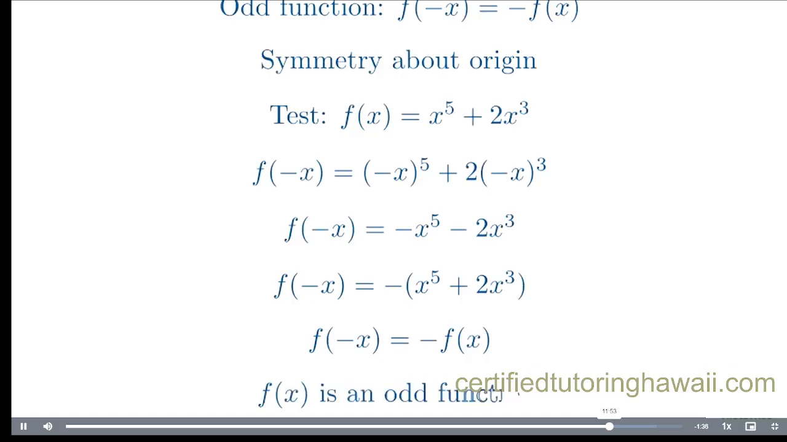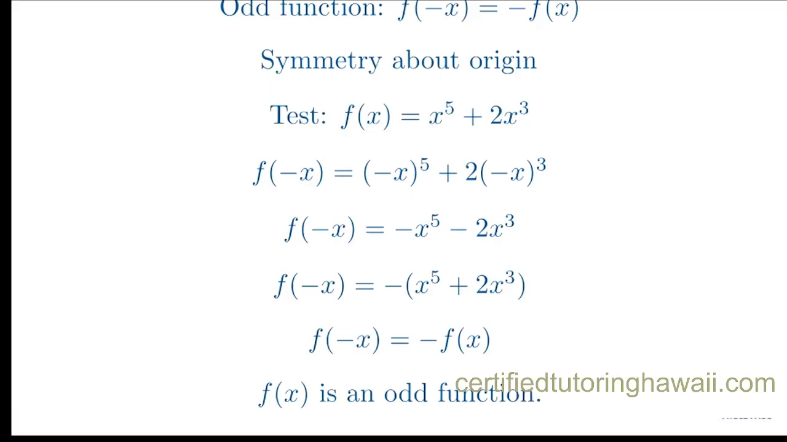Since f of negative x equals negative f of x, we can conclude that the function f of x is an odd function. This test gives us another piece of information that helps us quickly understand and sketch the graph of a polynomial by knowing its symmetry. Let's quickly summarize what we've learned today. We've covered several powerful tools for analyzing polynomial functions.